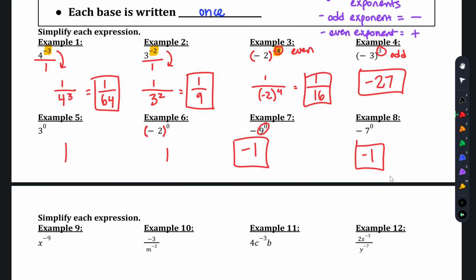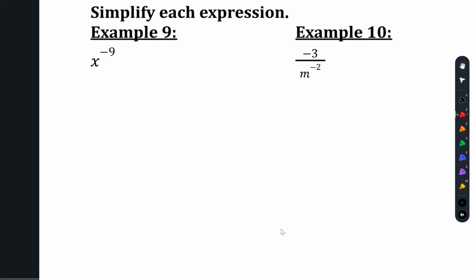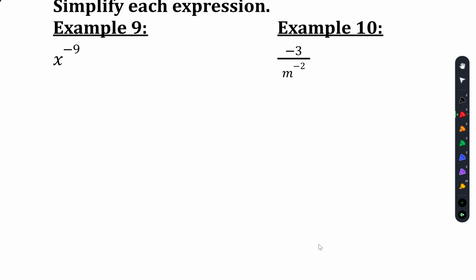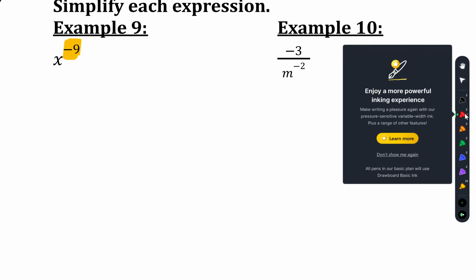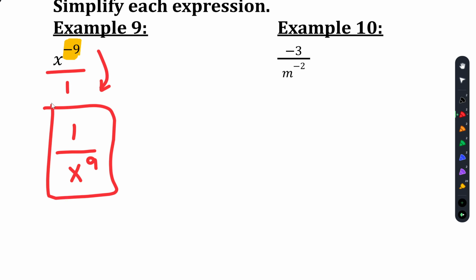Questions on that? I'm going to make it more tricky now. We're going to look at the examples that have variables in them. Our rules are not going to change. Our two rules are still exactly the same. So when I have x to the negative 9th power, that exponent is going to bring my x, which is currently in the top of this fraction, down to the bottom. So this will be rewritten as 1 over x to the positive 9th. Good?